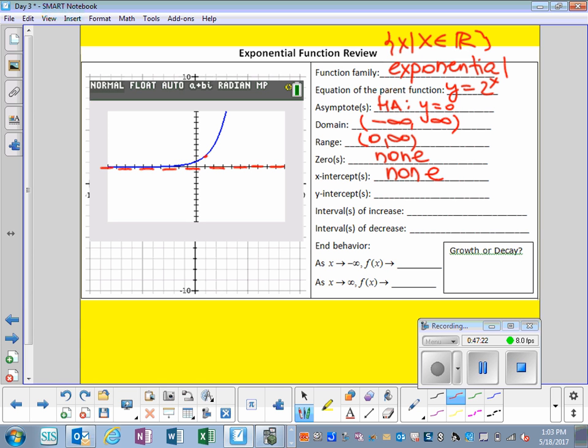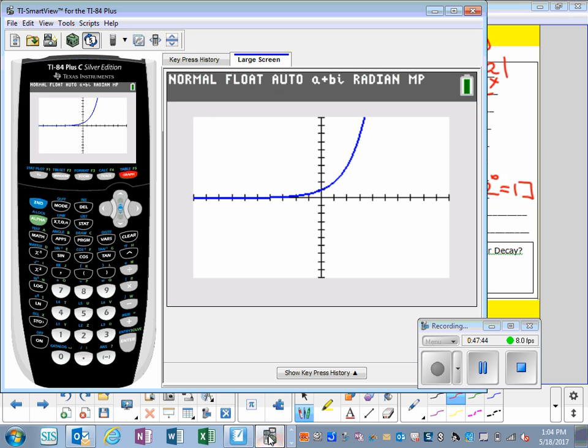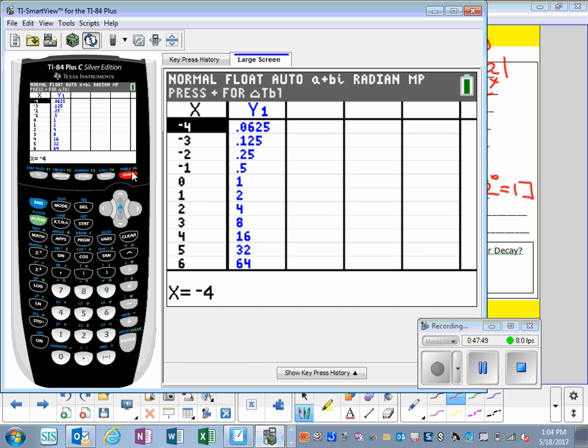What about y-intercept? Do I have a y-intercept? Yeah, it's (0, 1). If I cannot clearly see it from the graph, I could evaluate the function for x equals 0, so 2 to the power of 0 is 1, right? And then I could also look in my table and see the value for 0. So (0, 1), right here.